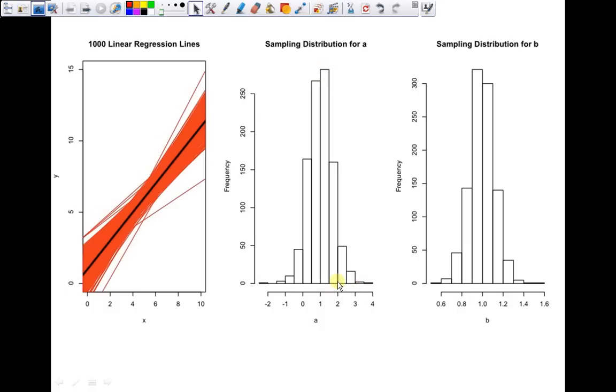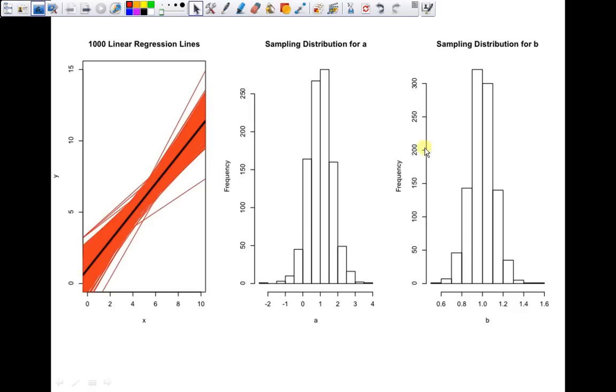Notice that every now and then, sometimes we do have a negative slope, because this slope is between -1 and 1. This is a histogram of the slope. How many of those slopes?